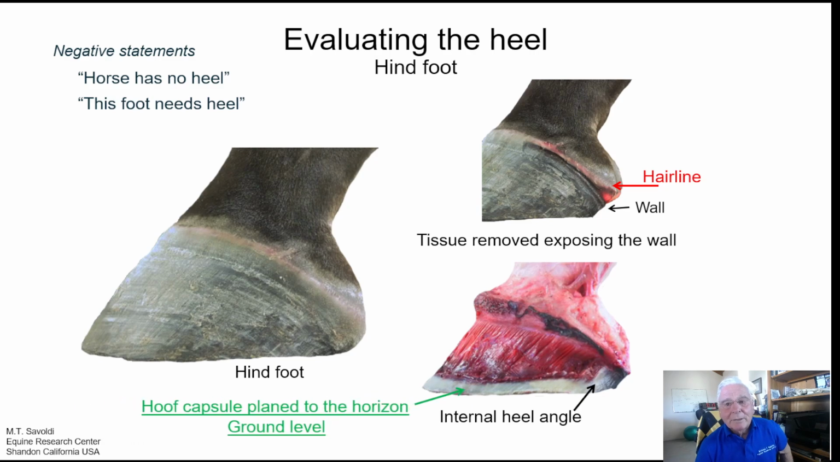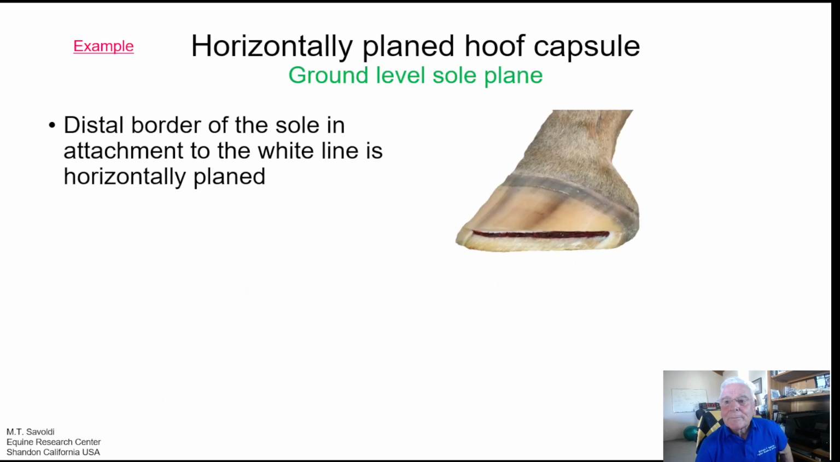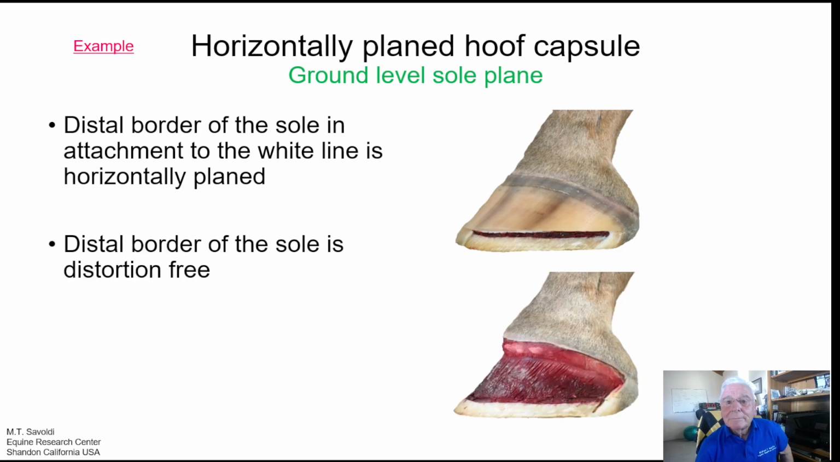And we have a capsule on a horizontal plane or ground level. Now, something very critical, and this is one of my main goals in shoeing horses, is a level sole plane. So the distal border of the sole in attachment to the white line is horizontally planed. Distal border of the sole is distortion free. Take a close look at this. This should be a goal.